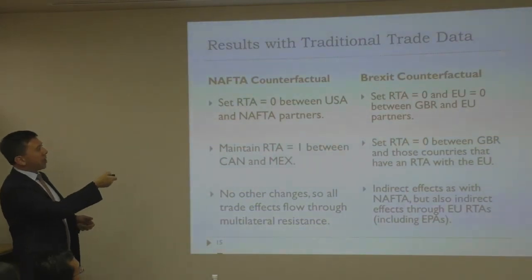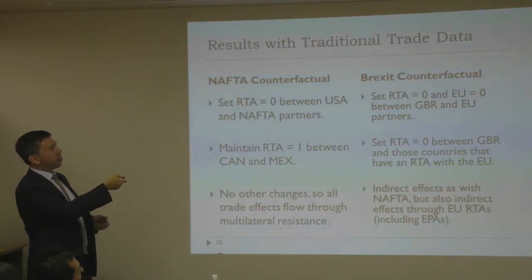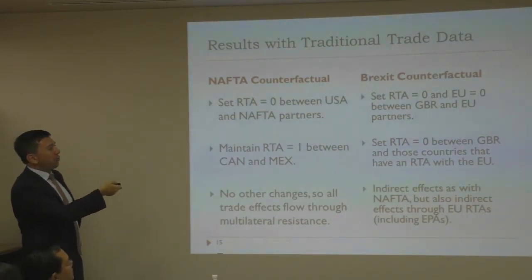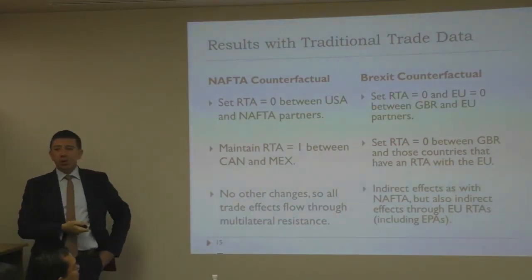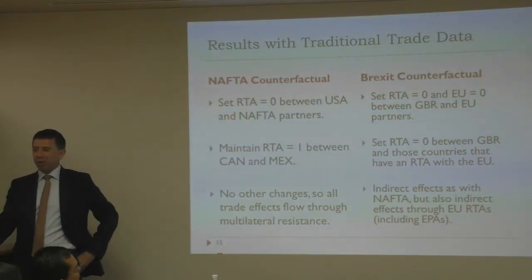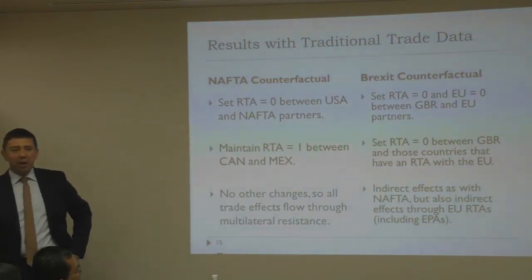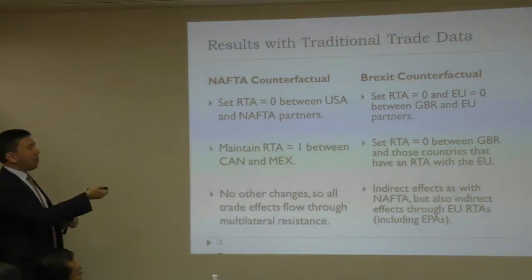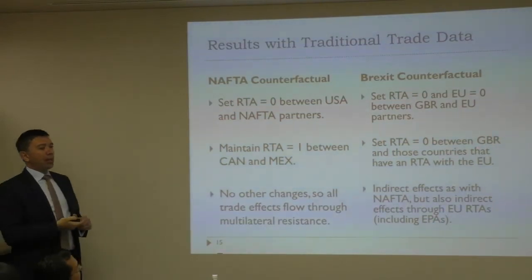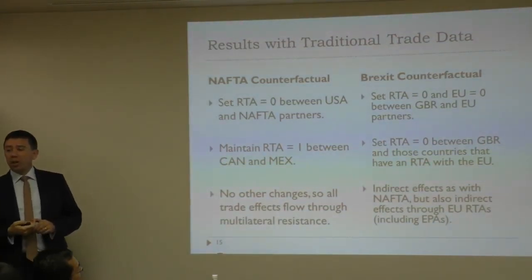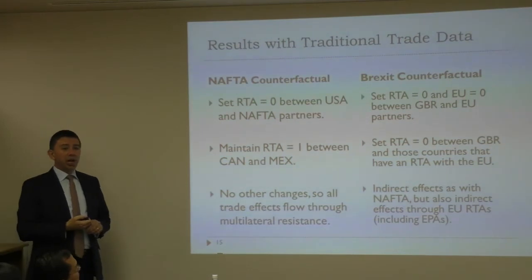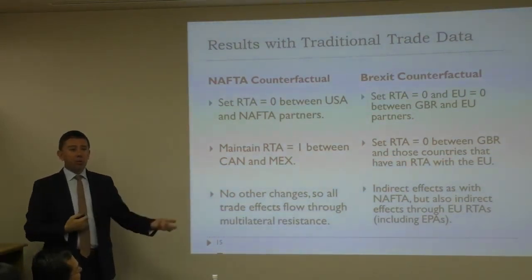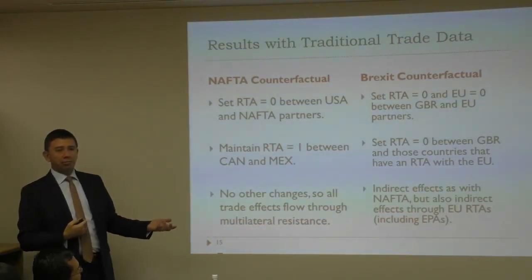First part's the same. We said RTA equals 0 and EU equals 0 between the UK and its EU partners. But then we've also got to do something about RTAs between the EU and all of its partner countries, okay? And that's relevant in developing Asia, particularly the Pacific, where they have economic partnership agreements. And so my assumption is that the UK is not going to have time to renegotiate all of those agreements before it initiates Brexit, okay? So they're going to exit the EU and those agreements will cease to exist for the United Kingdom, okay?